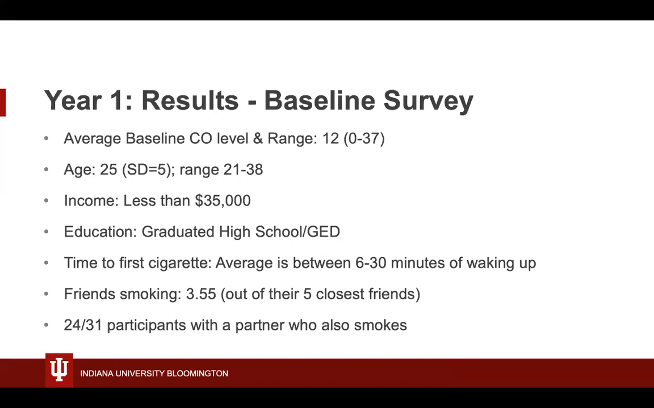And out of their 5 closest friends, on average, 3.5 of their friends also smoke. So it's something that we are able to kind of look and see what their environment might be like. Also, out of those 31 participants, 24 had a partner who also smoked cigarettes. And again, that's just another way that we are looking to see what their immediate environment might look like.